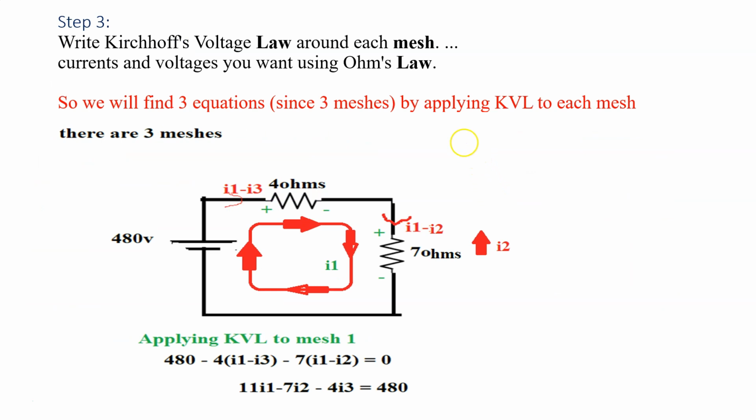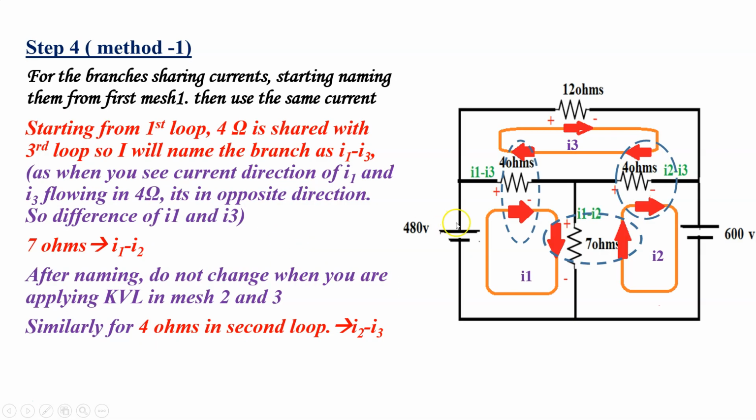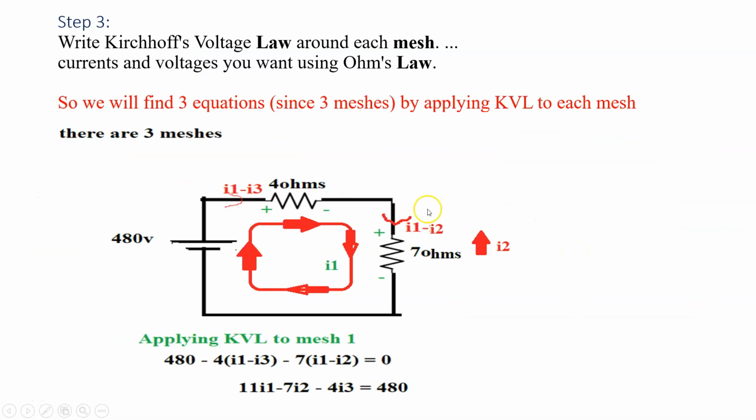So next step is what? We will write the Kirchhoff's voltage law for each mesh. This is the first mesh. The first mesh here has 480 volt, 4 ohms, 7 ohms. I have drawn it separately. Always remember here negative polarity to positive polarity will be plus, and positive to negative polarity, that is the voltage drop, will be minus.